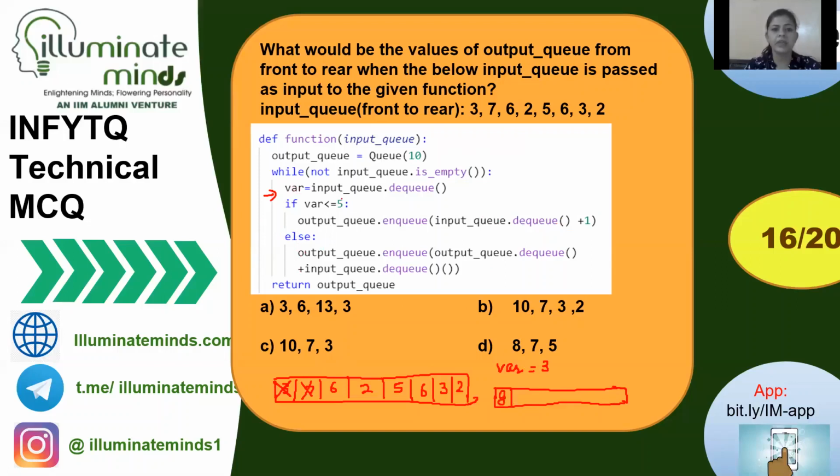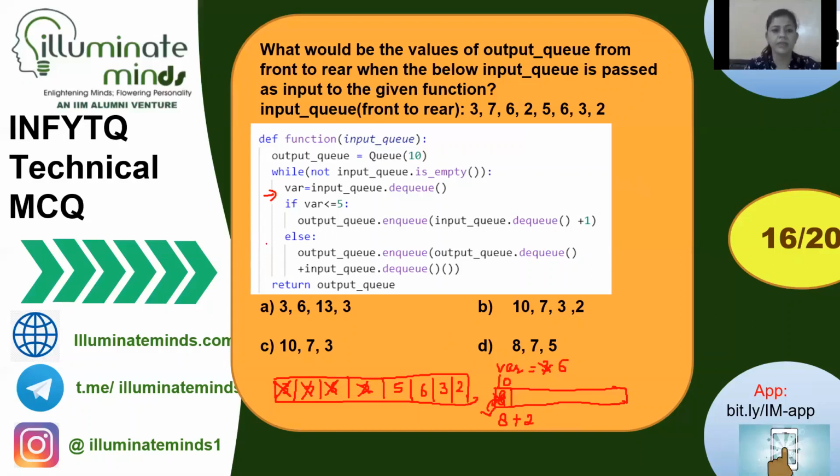Next value is DQ'd, var equals to input underscore Q dot DQ. It will DQ 6. If var less than equals to 5, this is false this time because var is having a value of 6. It's not having 3 now, it is having 6. It will go to the else part. Output Q dot NQ, output Q dot DQ. This means it will DQ this value, take it out, 8 plus input Q dot DQ. What is the next value in input Q? This is 2. So 8 plus 2 is 10. So it will not have 8 here, it will have 10 here.